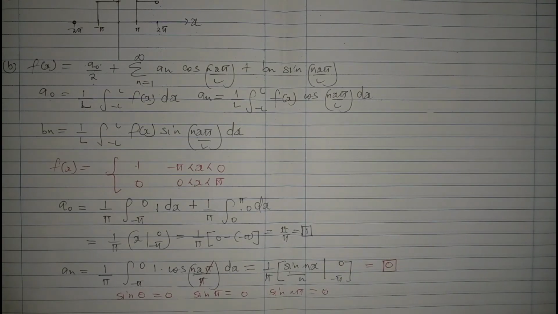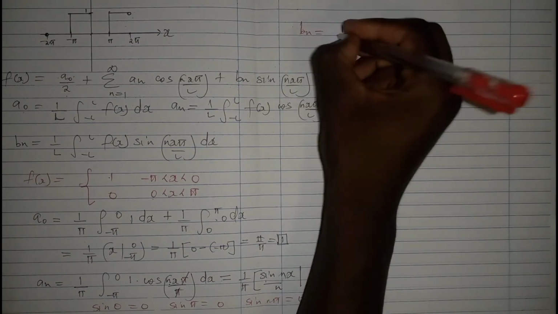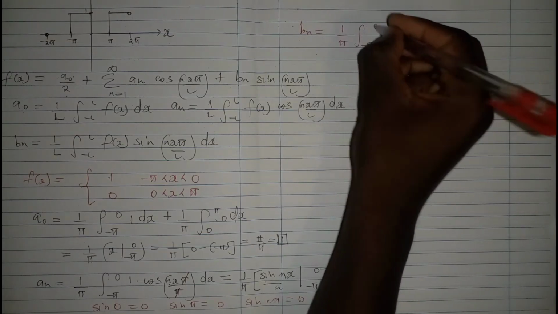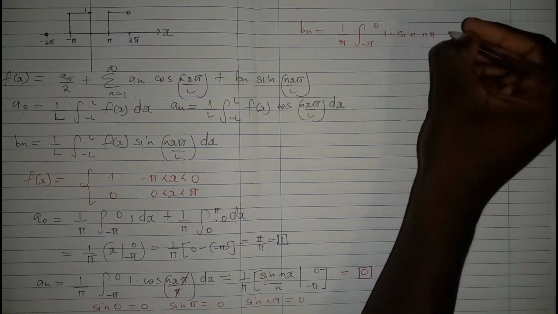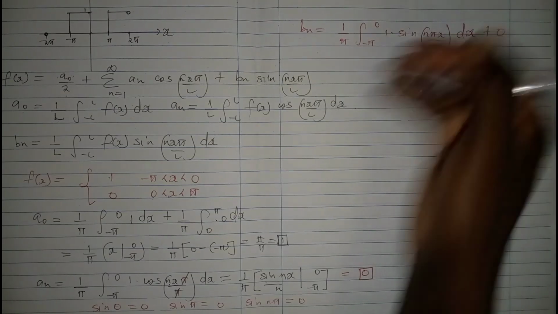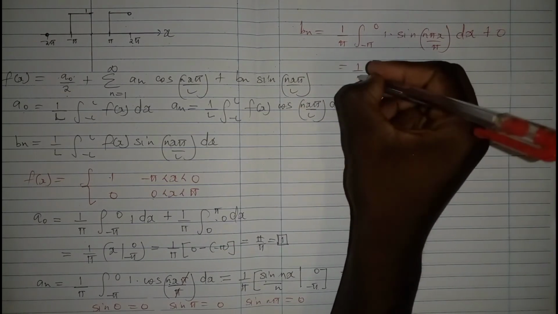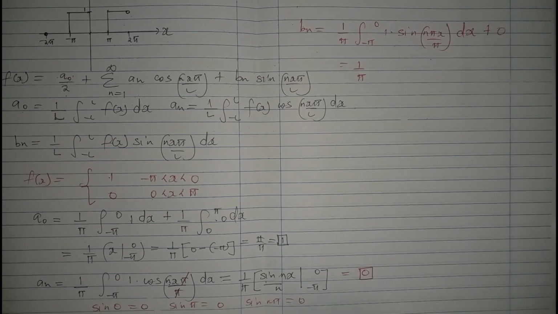Okay, so now let's move on to bn. I'm going to write it here. It's going to be 1 over pi, negative pi to 0 of 1 times sine of n pi x over L, which is pi, dx, plus, this one's going to become 0 again. There are some lecturers who just want to make things hard for people, so they may deduct the marks. So it's better to write 0 and show it. It happens. Some people may want to see everything, even if that thing doesn't change anything.